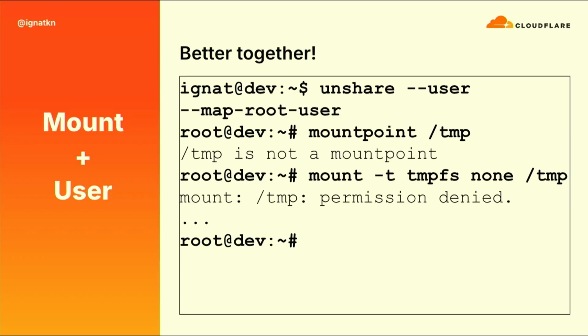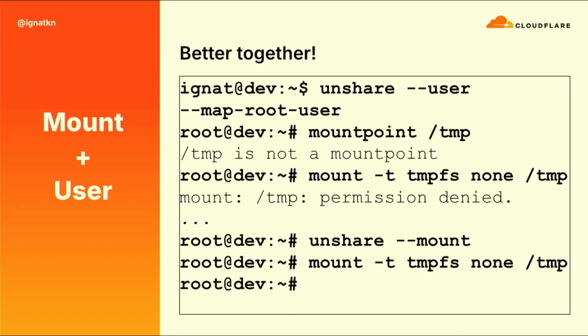So let's try that. I'm in my user namespace, and I can't successfully mount a tmpfs. Now I can create another mount namespace, and then I can actually successfully mount a file system. And yeah, tmp is a mount point now.